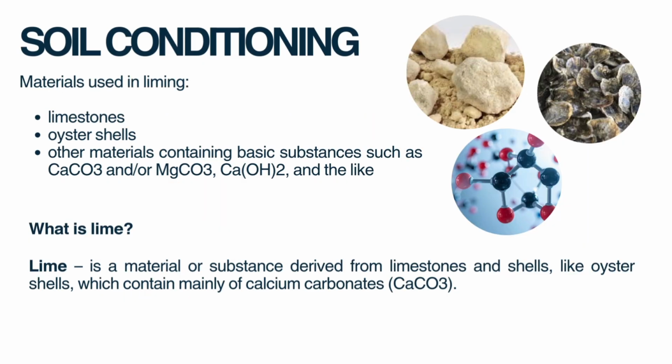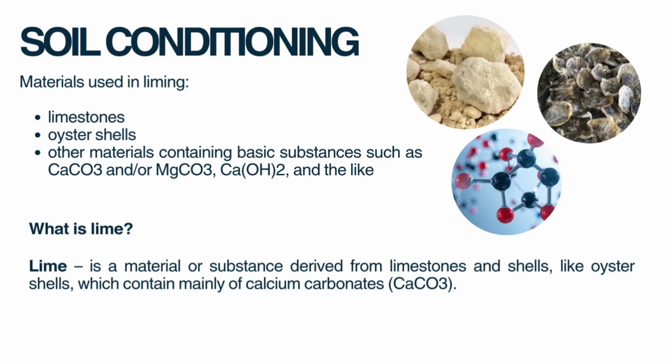The common materials used for liming include limestone, oyster shells, and other basic substances. These materials typically contain compounds such as calcium carbonate or magnesium carbonate, as well as calcium hydroxide and similar alkaline substances that help raise the pH and improve pond condition. Next is lime. So what is lime? Lime is a material derived from limestone and shells such as oyster shells, and it mainly contains calcium carbonate.